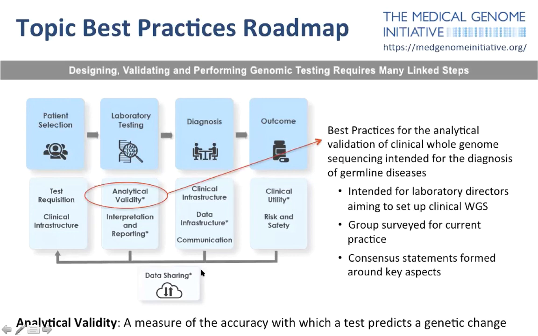The ones that are starred here are ones that we have working groups for right now. But the one I'm going to talk about today is the analytical validity of genome sequencing. This was the first work group that we formed, and it was one where we found we could benefit the community most by publishing. So this is best practices for analytical validation of genome sequencing. It's intended as potentially a current state of what's happening with these institutions right now that have validated or are in the process of validating clinical genome sequencing.